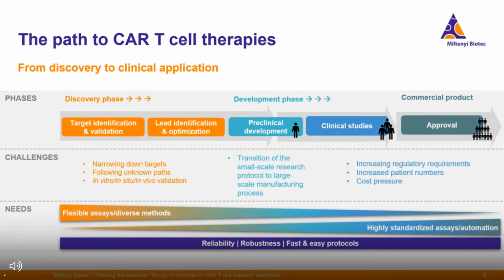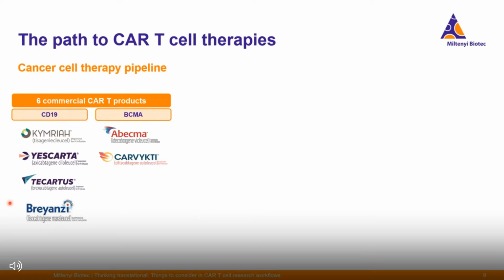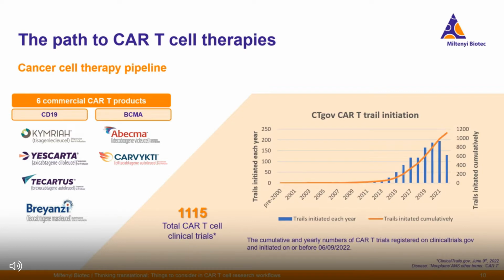And of course, the needs will change as well. At the discovery phase, you need a high degree of flexibility and a diverse set of methods, whereas later on, standardization and process automation will be key. And by this, it becomes obvious that the path to CAR T cell therapy is not an easy one. However, it's doable, as reflected by the increasing number of commercial CAR T-cell products. And by today, already 6 therapies are marketed to treat CD19 and BCMA-positive malignancies. And a lot more are in the pipeline.